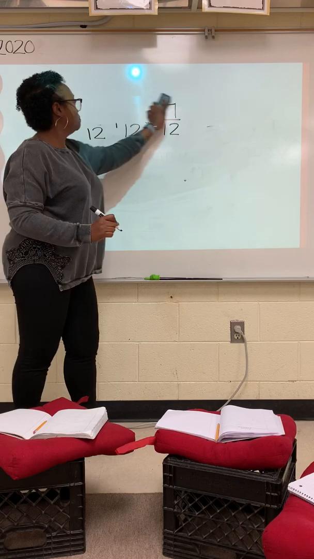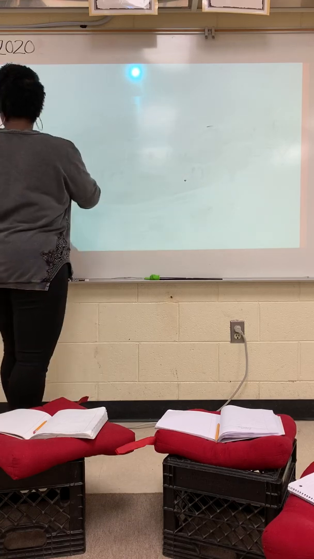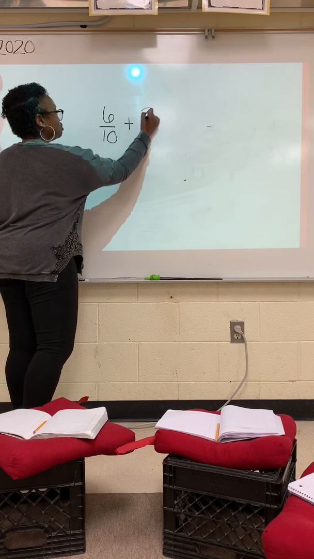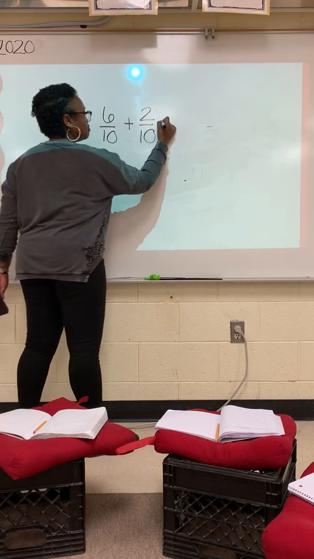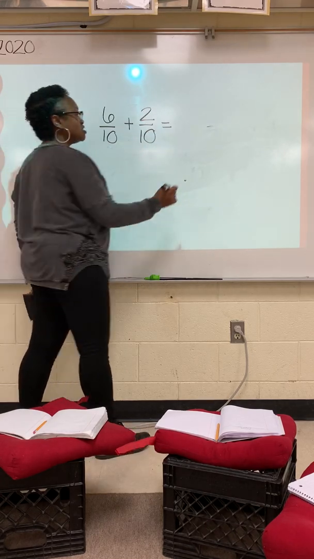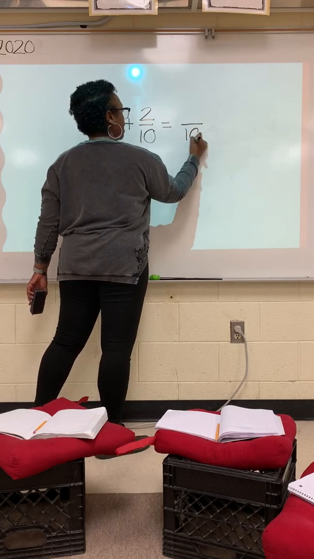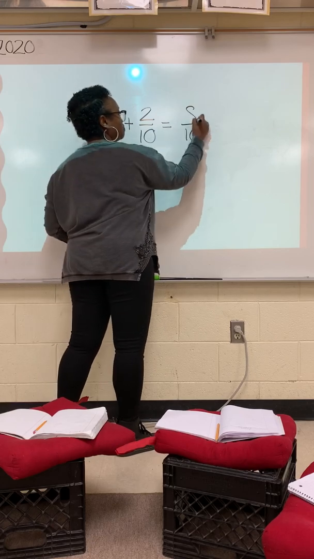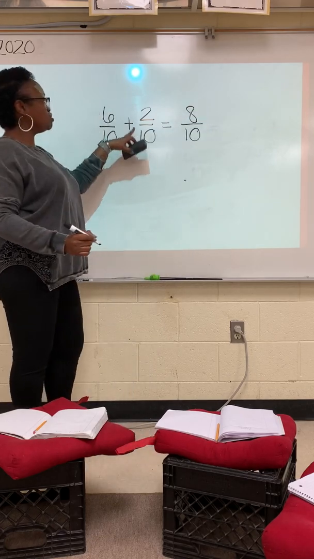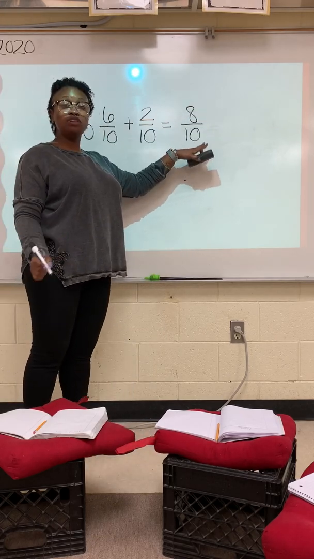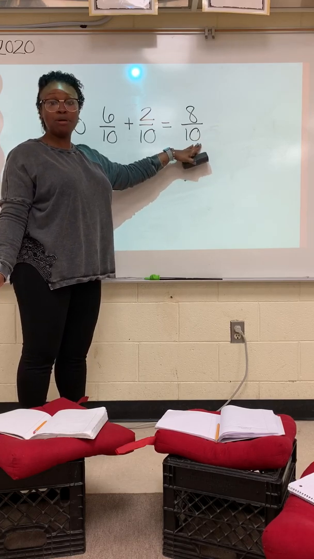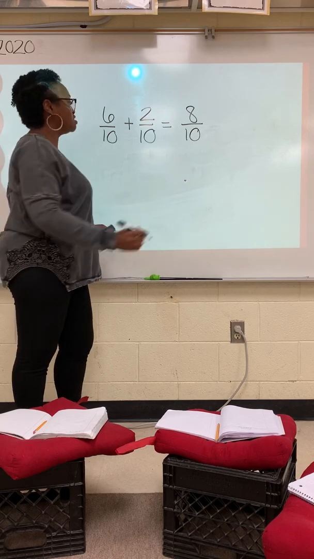Let's look at another. Let's look at 6 tenths plus 2 tenths. Again, my denominator is going to stay the same. And then I'm going to add my numerator. 6 plus 2 equals 8. So 6 tenths plus 2 tenths equals 8 tenths. But if you look at this fraction right here, it can be simplified. So before I turn in my work, or before I say I'm finished, I'm going to simplify this problem.